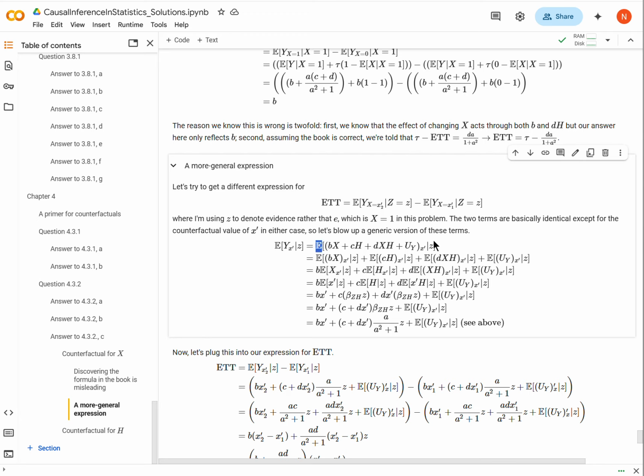The expectation operator is linear, so I can take this operator and just apply it to each one of these terms. So now I have the expected value of bx, and I'm continuing to carry this x prime operator right here, and I'm just applying that to each one of these chunks.